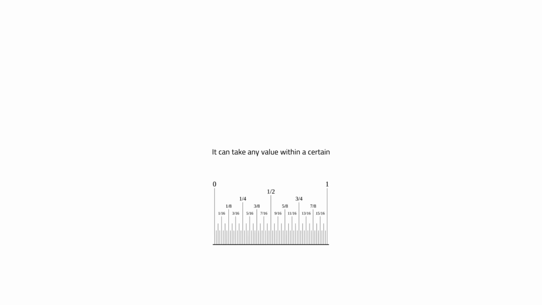Now, let's talk about continuous data. Unlike discrete data's stepping stones, continuous data is like a flowing river with infinite points. It can take any value within a certain range. It's a world without gaps or interruptions, where measurements are not confined to distinct points. This makes continuous data incredibly versatile and useful in various fields.